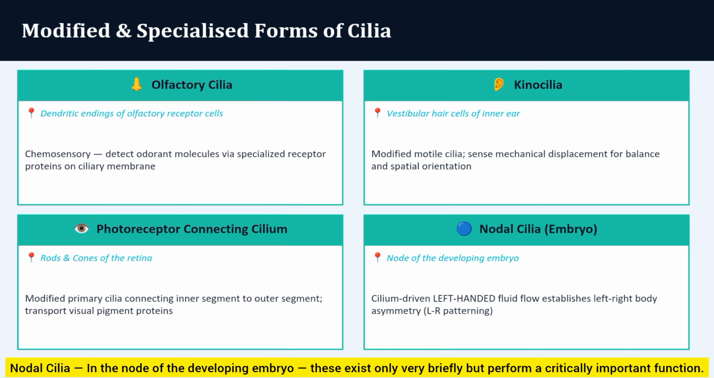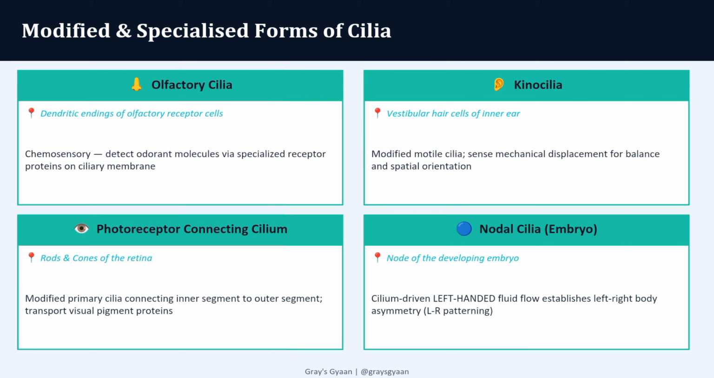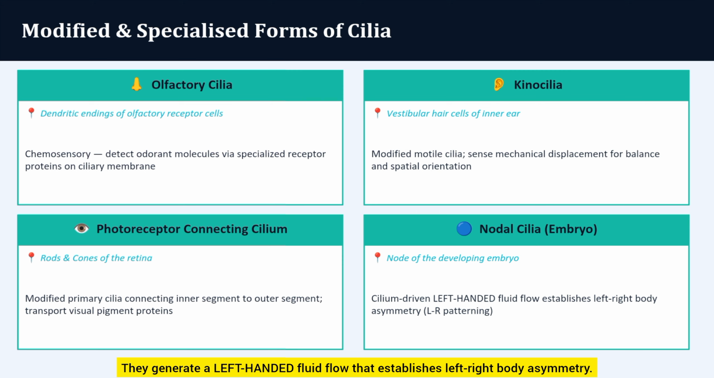Nodal cilia, in the node of the developing embryo. These exist only very briefly but perform a critically important function. They generate a leftward fluid flow that establishes left-right body asymmetry. These cilia rotate clockwise on the left side. This pushes fluid to the left, and that signal determines where each organ will be positioned.